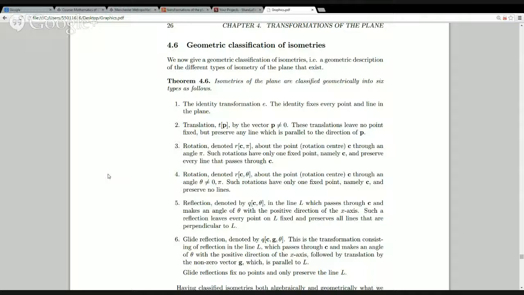Then lastly, we have glide reflections. And glide reflections are where you reflect the plane in a certain line and then follow it by a translation, but where the translation is in a direction parallel to the line. Okay, so let's draw this. Here's a generic point C.